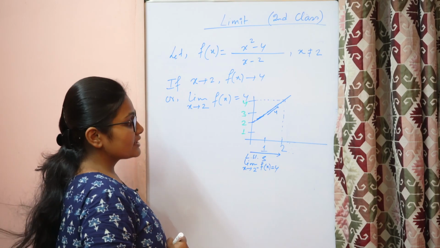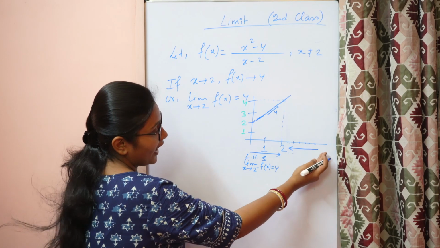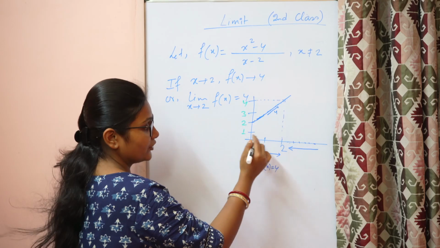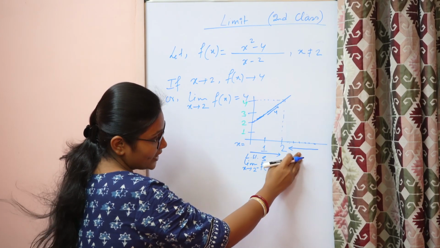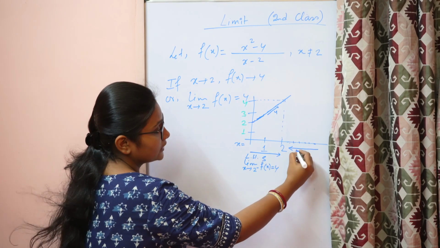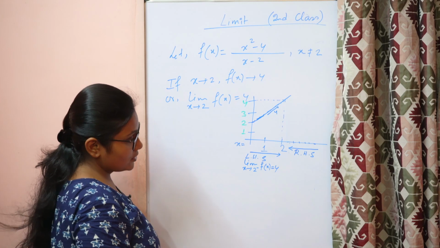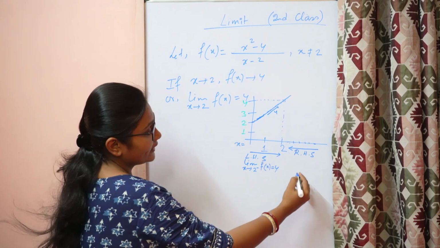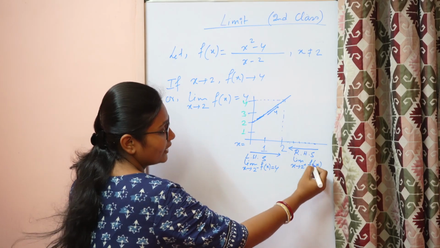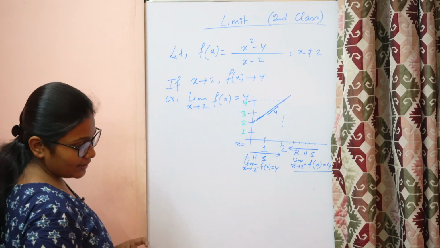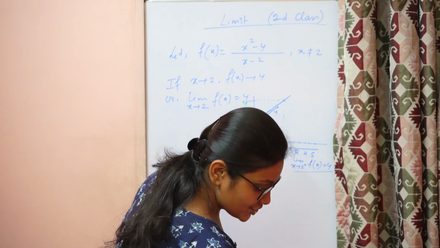Suppose any value which you are taking lies in the right hand side part of 2. So it will tend from the right hand side of 2 towards 2. That we call the right hand side limit. So from here if we take the limit, that will be x tends to 2 plus, f(x). If we take that value, we will also get the limiting value of the function as 4. So this is the definition of left hand side limit and right hand side limit.